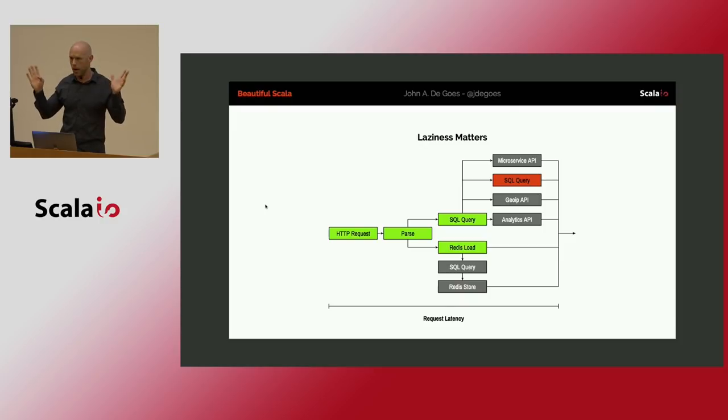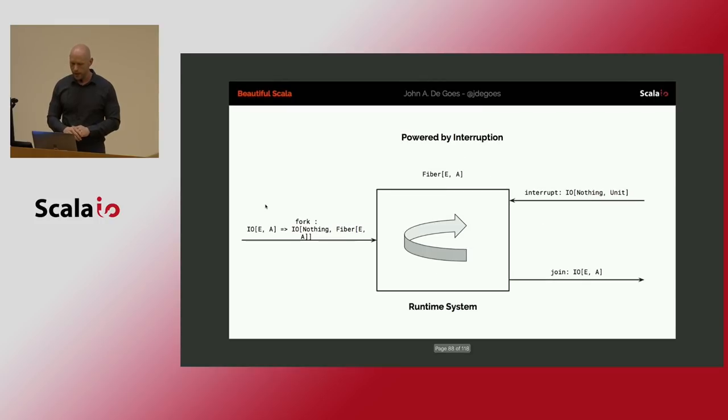Now, that's not possible, really, in the world of Java, imperative Java, or even imperative Scala. It can't be done. But in the world of pure functional programming, we have the ability to do something called interruption. So when you fork a fiber, when you fork an IO to run in a separate fiber, then you get back a thing called the fiber. And it represents a handle on that green thread. And that handle on that green thread, you can do a couple things with it.